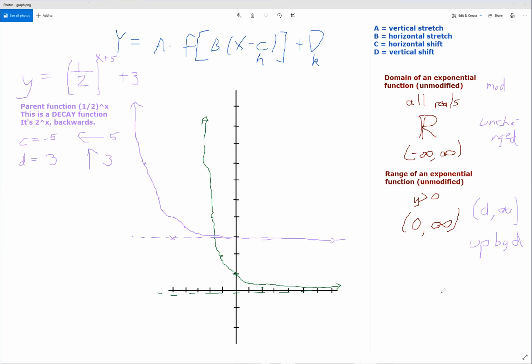Now, it is possible to do a vertical flip, and we're going to see that in just a second. But basically, this is the idea of what we're dealing with when it comes to domain and range. Personally, I think domain and range are a silly thing to get into, but there is a reason to discuss them, and that is for when we start doing log graphs.